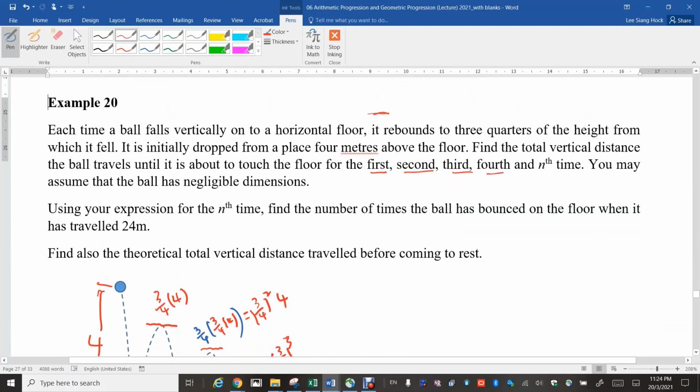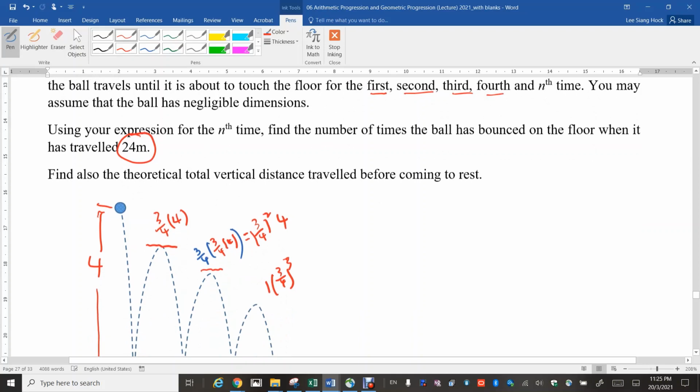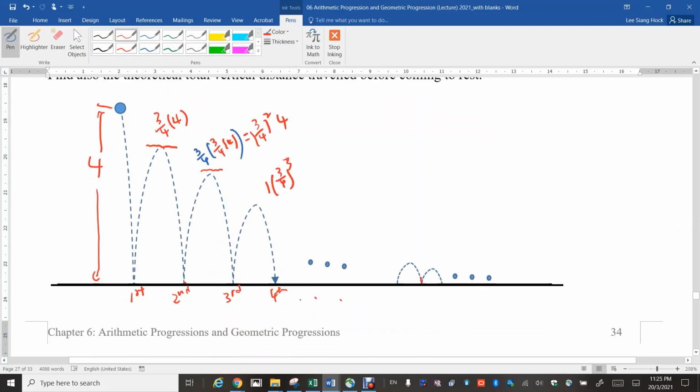Okay, so we are done with the first part, right? Next, using your expressions for the nth term, find the number of times the ball has bounced on the floor when it has traveled 24 meters. Okay, you will not be so accurate that when you reach this bounce, you just enough cover 24 meters.